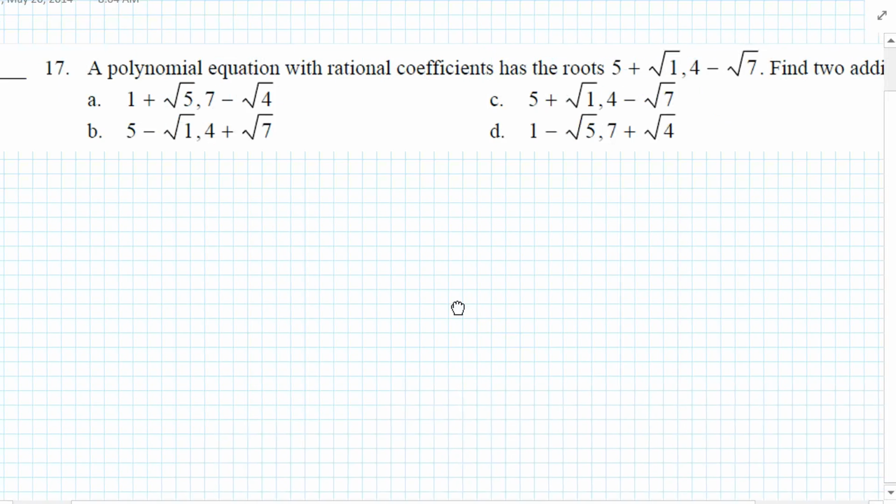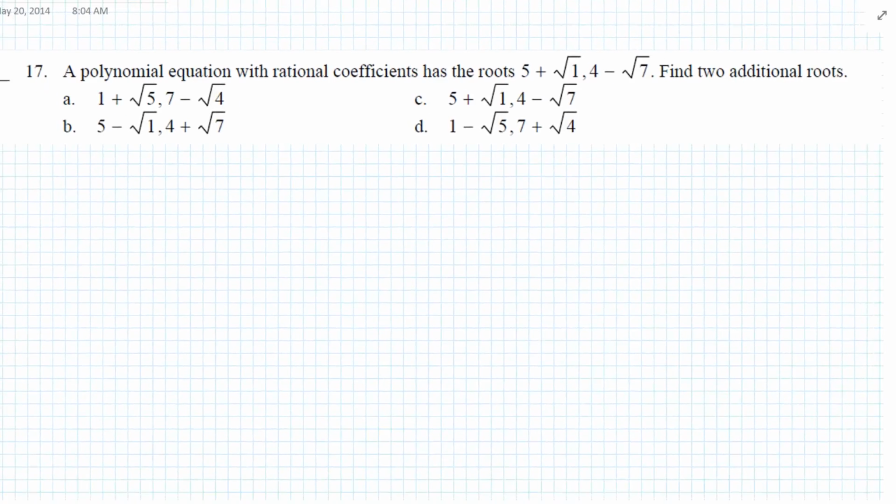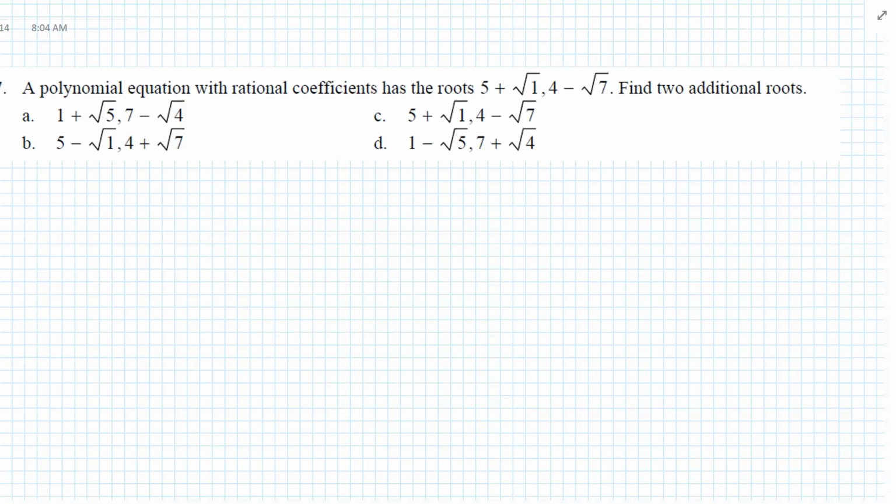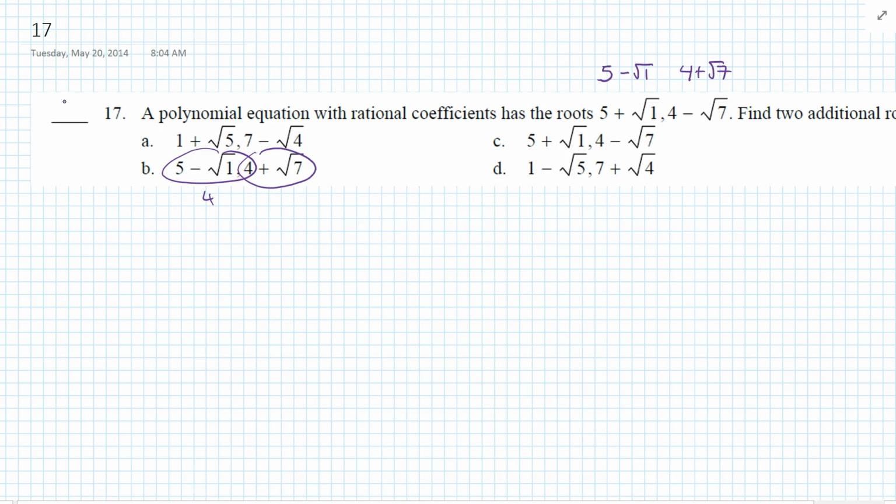17. A polynomial equation with rational coefficients has roots of 5 plus the square root of 1 and 4 minus the square root of 7. So our rational coefficient root theorem says I'd have to have the conjugate. If I have 5 plus the square root of 1, I'd have 5 minus the square root of 1. If I have 4 minus the square root of 7, I'd have 4 plus the square root of 7. So I should have 4 plus the square root of 7 and 5 minus the square root of 1, which is 4, by the way. The answer is B.